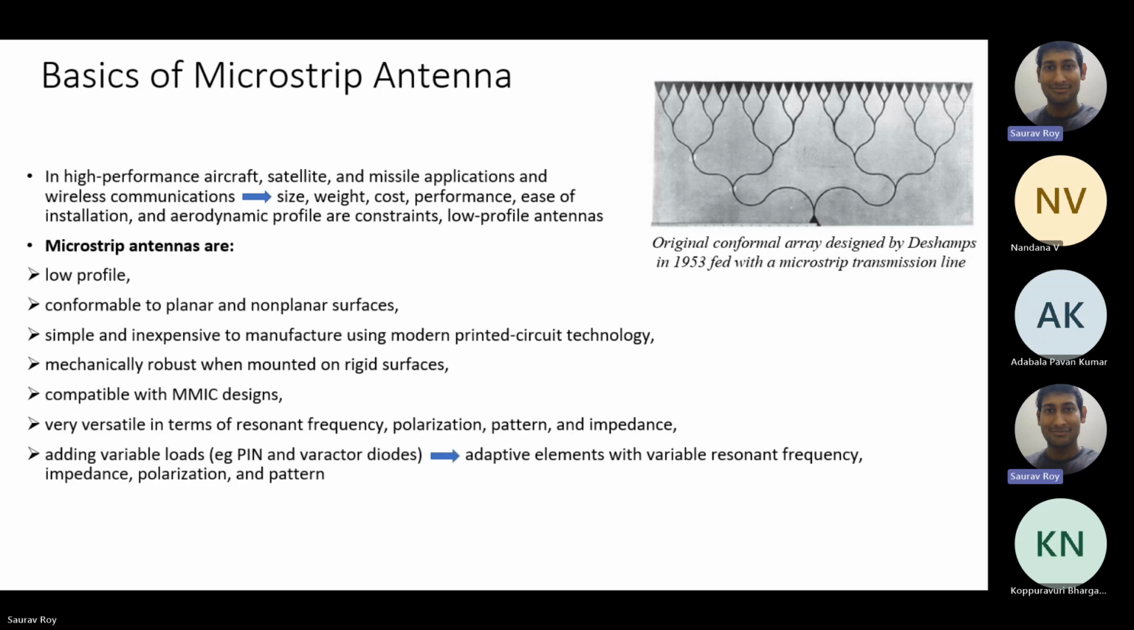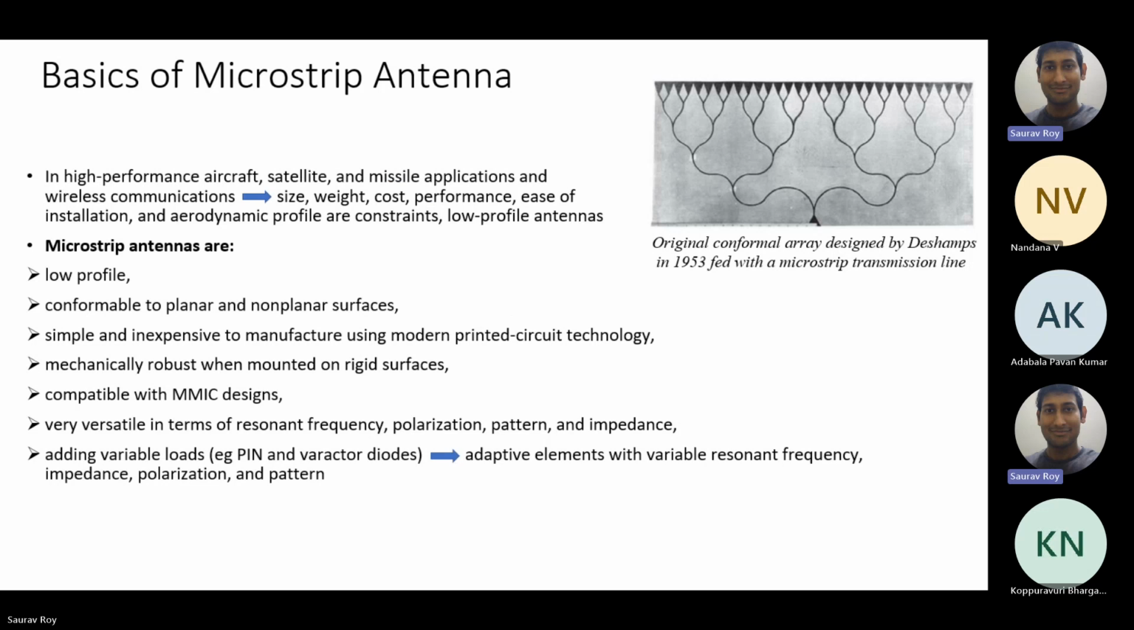So why is it important? Why are we talking about the microstrip antenna so much? In high performance aircraft, satellites, missiles, even wireless communication, size, weight, cost, performance, and ease of installation are a very vital part, and aerodynamic profile is also a constraint. That's why low profile antennas are required. You cannot just install a big horn antenna on top of the aircraft, right? So we need a planar circuit in most cases, which is very easy to install and has a very simple profile. That's how the microstrip antenna became so important.